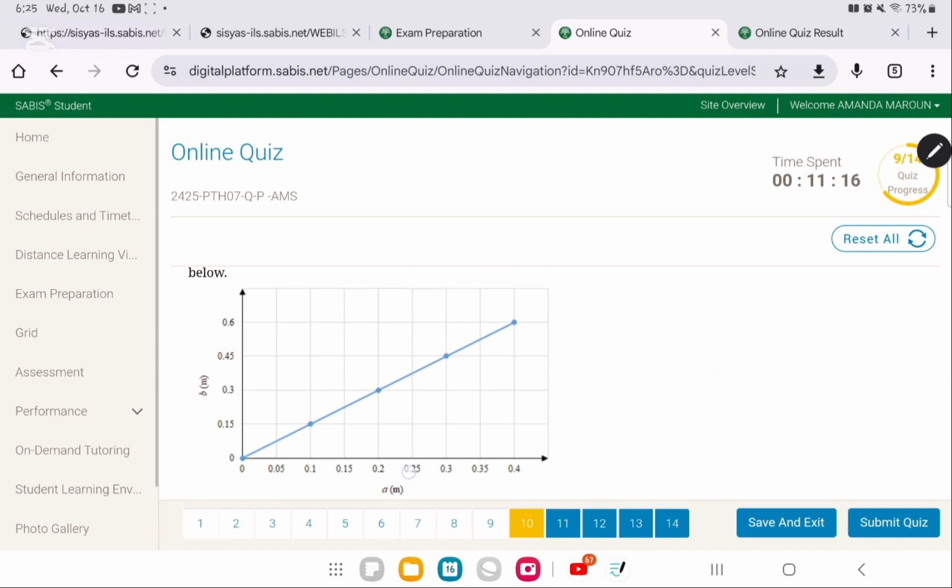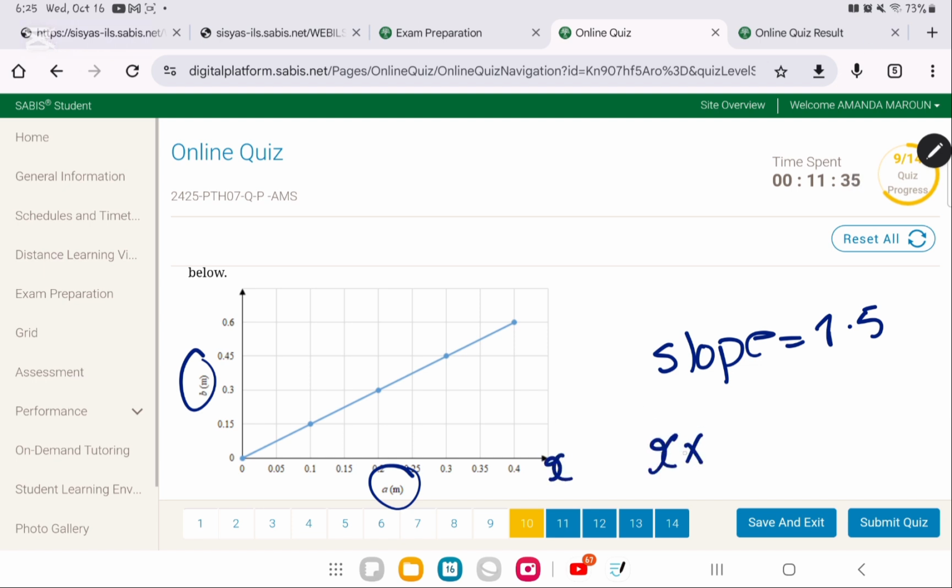It says A meter, B meter. And do you notice a relation? We found the slope, so the slope is 1.5. That means x, the x-axis, multiplied by 1.5 will give us the value of the y-axis. Look again, for example, 0.4 times 1.5 gives us 0.6.